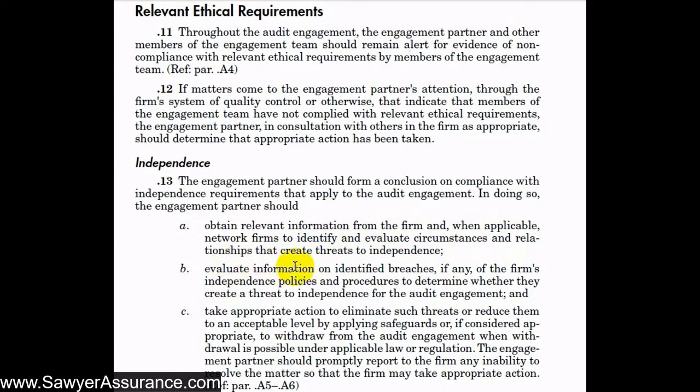And he should also evaluate information on identified breaches to independence that create a threat to the audit engagement's independence. And then if he does identify something like that, a threat to independence, then he needs to take appropriate action to either eliminate that threat or to reduce it to an acceptable level. And if he's not able to reduce the threat, then he needs to withdraw from the engagement entirely. And so the engagement partner should promptly report these circumstances to the firm so that they can take the appropriate action.